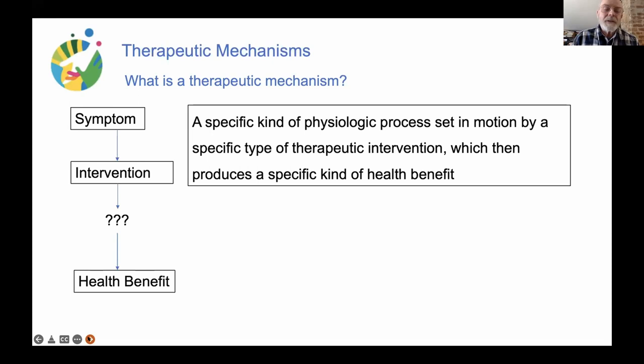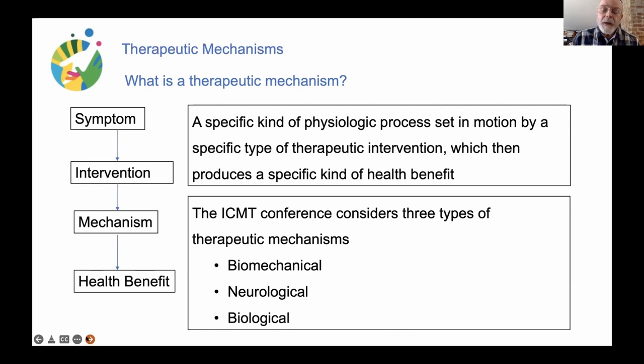What is a mechanism? Now, I know you might object that I have this square symptom here because we classically say we do not work on symptoms, but in actual practice, we often do work on symptoms. But for the purposes of illustrating, I'm putting the symptom box there. Somebody has a reason to come to you, to come to any therapist. The therapist makes an intervention. There's a health benefit, hopefully. What's happening in between? Therapeutic mechanism answers the question of what is happening in between. That's the mechanism. In this conference, we're considering three types of therapeutic mechanisms. They're all physiological, as I said: biomechanical, neurological, and biological. And now I'm going to illustrate those three kinds for you.